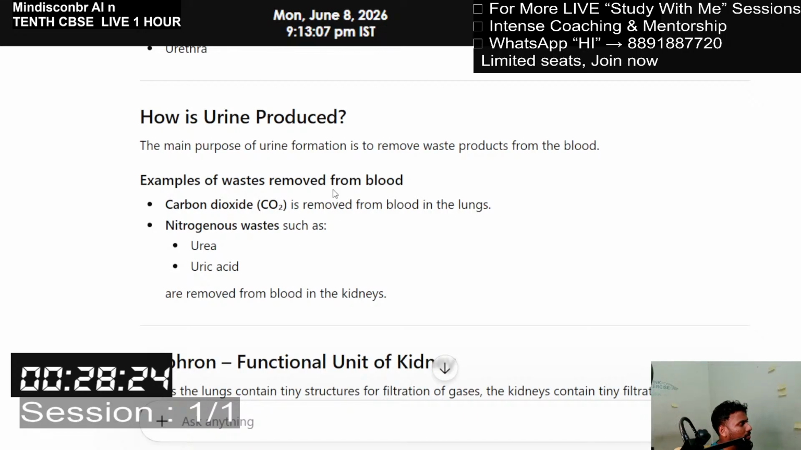So the main wastes present in the blood are carbon dioxide and nitrogenous wastes. The carbon dioxide is removed from the blood in the lungs, and the nitrogenous wastes such as urea and uric acid are removed from blood in the kidneys.